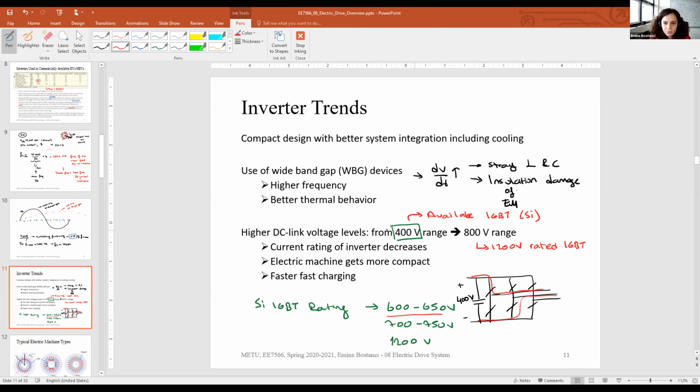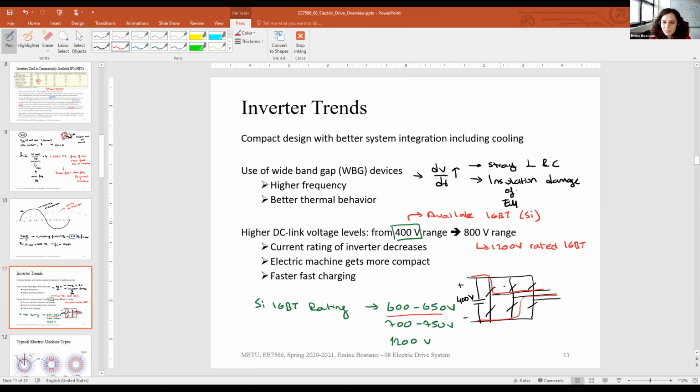So it means that 400 volt was not by luck, it was due to the available technology. You are going to see, if you are working on application, you need to follow the available technology, and you need to also ask more from the available technology. So the technology is getting better in the direction that you want it to be.